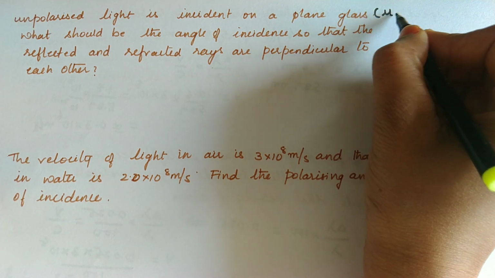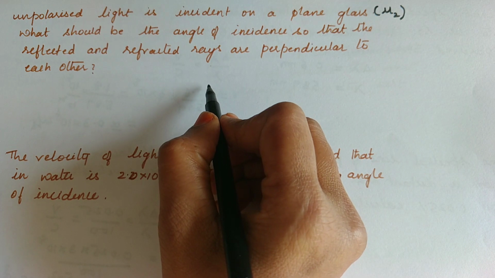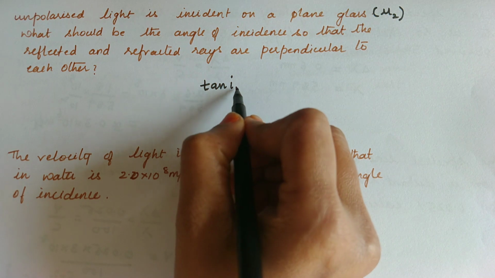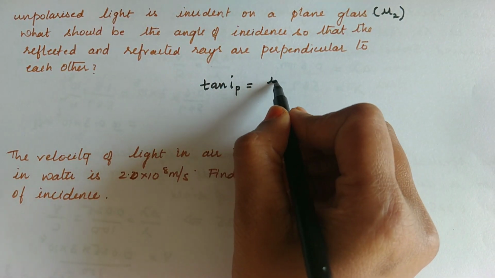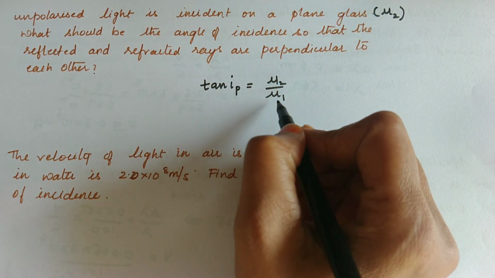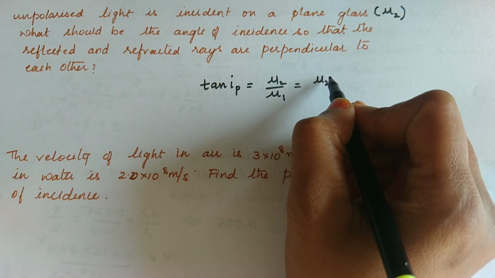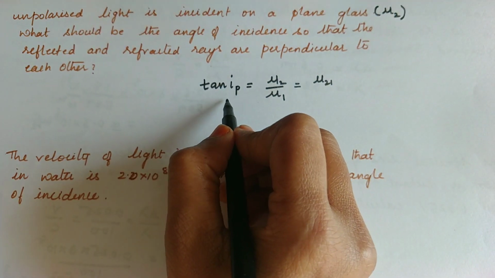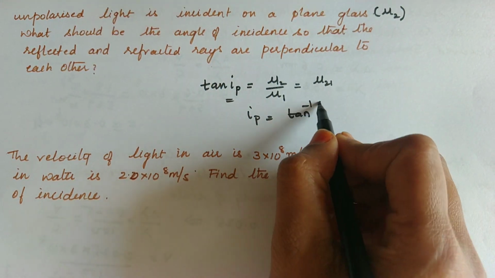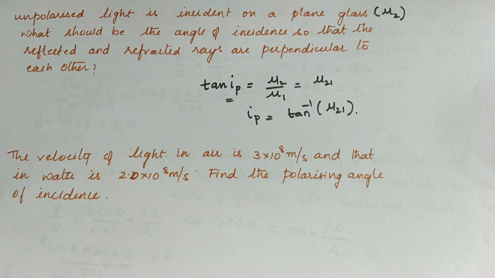If you take the refractive index of glass as mu2 with respect to air, what is Brewster's law telling you? If reflected and refracted rays are perpendicular to each other, tangent of angle of polarization should be equal to mu2 divided by mu1, where mu2 is the refractive index of glass with respect to air. So if you know the refractive index of glass with respect to air, then the angle of incidence IP should be equal to tan inverse of mu21. Okay, this is a basic level question.